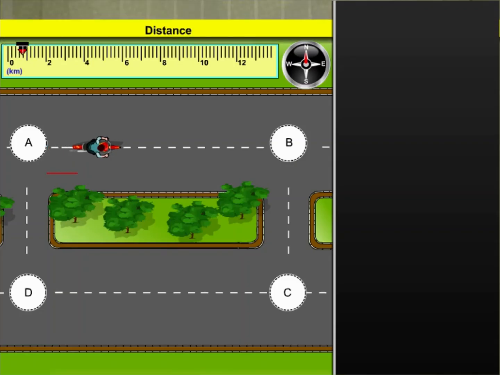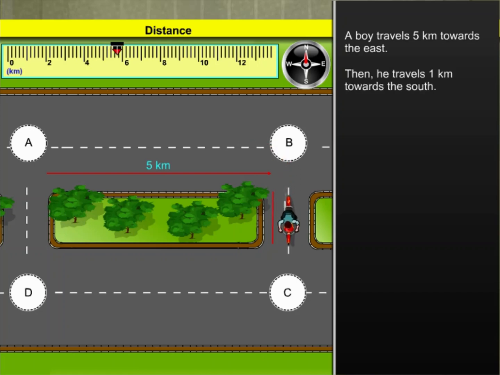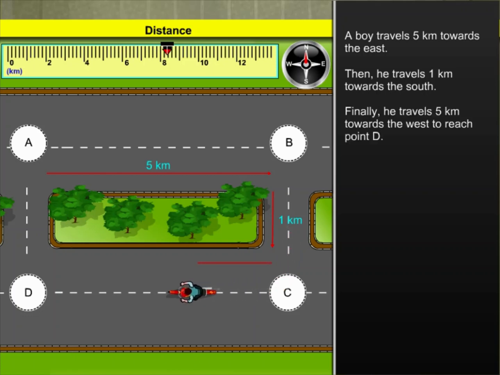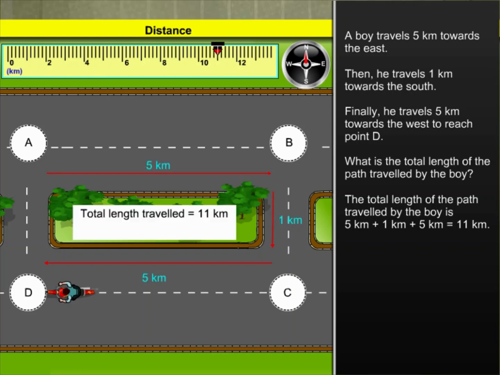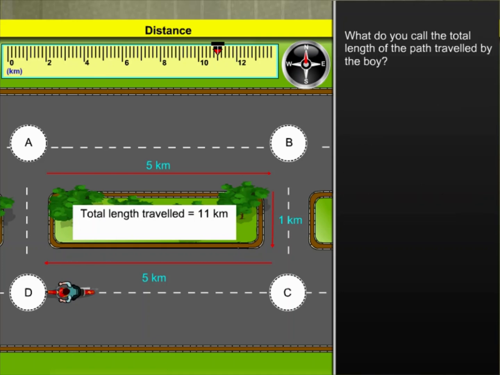Distance. A boy travels 5 kilometers towards the east. Then he travels 1 kilometer towards the south. Finally, he travels 5 kilometers towards the west to reach point T. What is the total length of the path traveled by the boy? The total length of the path traveled by the boy is 5 kilometers plus 1 kilometer plus 5 kilometers, equal to 11 kilometers. What do you call the total length of the path traveled by the boy? The total length of the path traveled by the boy is the distance.